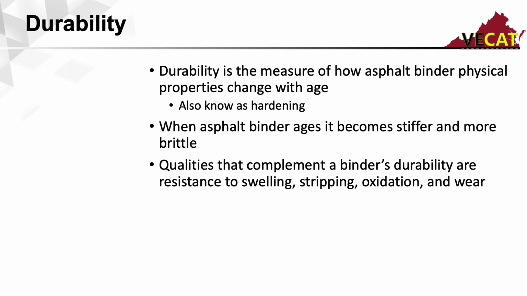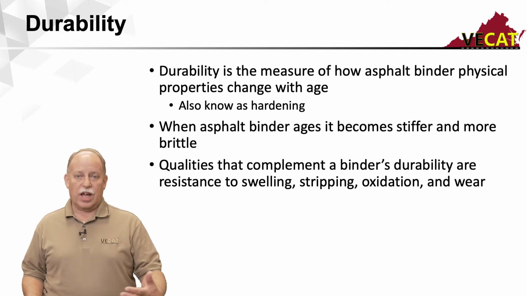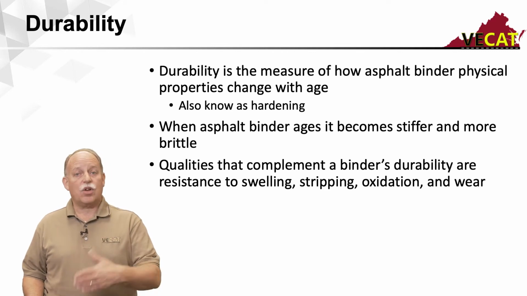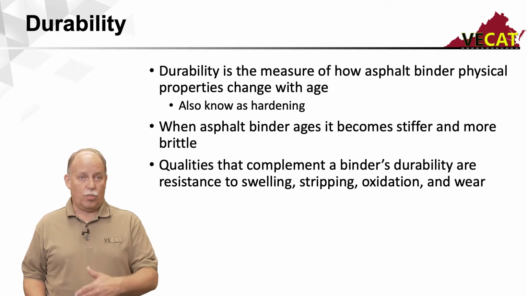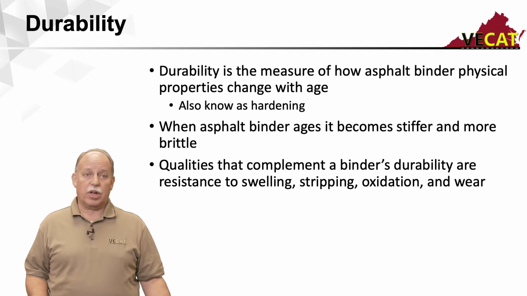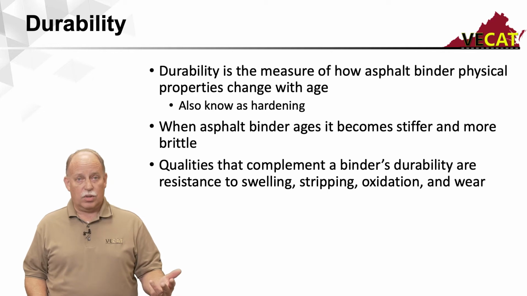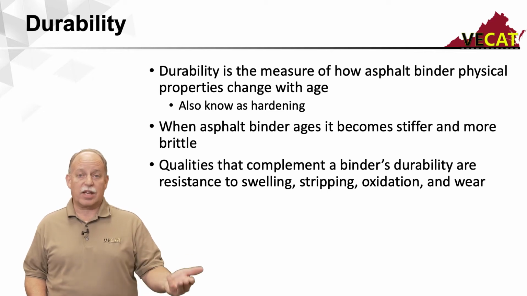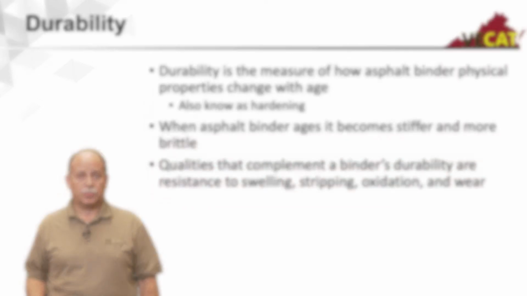Let's talk about durability now. Durability is the measure of how asphalt binder physical properties change with age. It's also known as hardening. So as a liquid asphalt gets older, it gets harder. When that binder ages, it becomes stiffer or more brittle. Qualities that complement the binder's durability are its resistance to swelling, stripping, which is very critical, oxidation, which also impacts that hardening we talked about, and then obviously the wear of the mix itself.